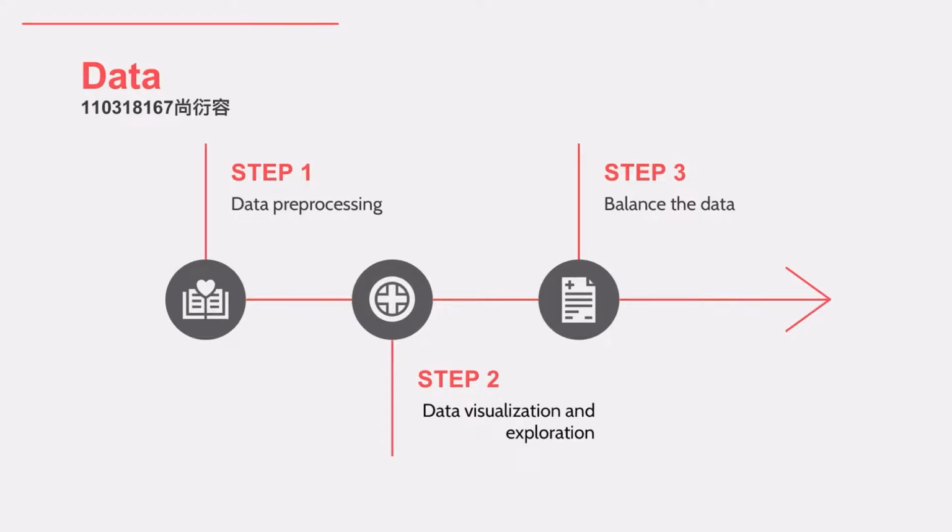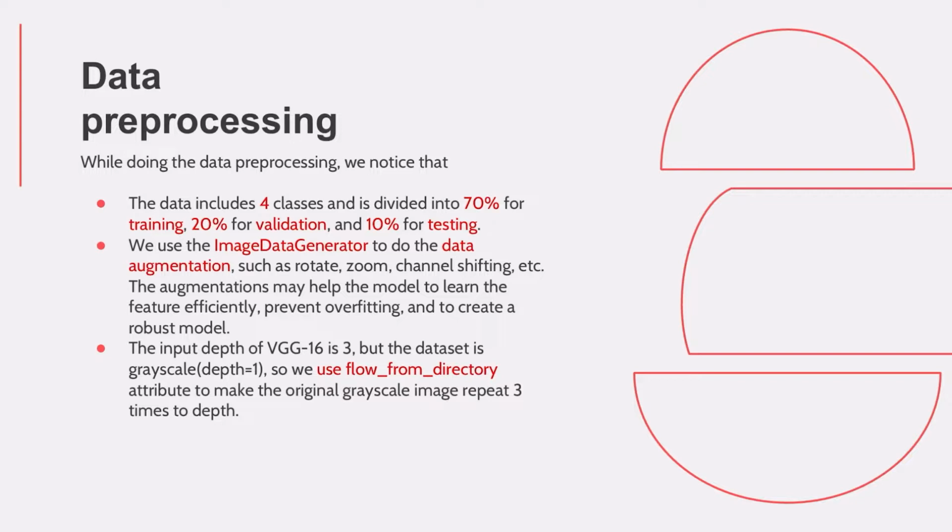Here are the 3 steps we did to the data. First, we did the data preprocessing. Second, the data visualization and exploration. The last step we did is to balance the data. The data includes 4 classes and is divided into 70% for training, 20% for validation, and 10% for testing.